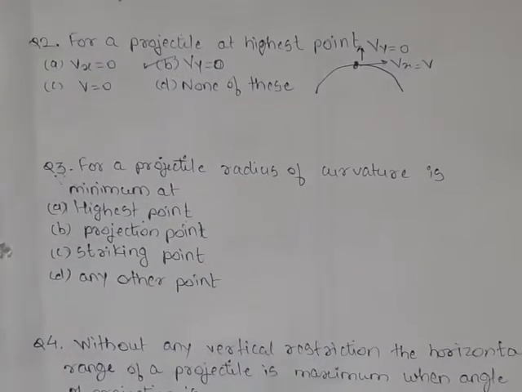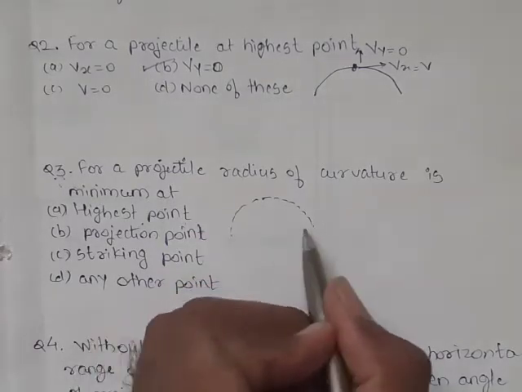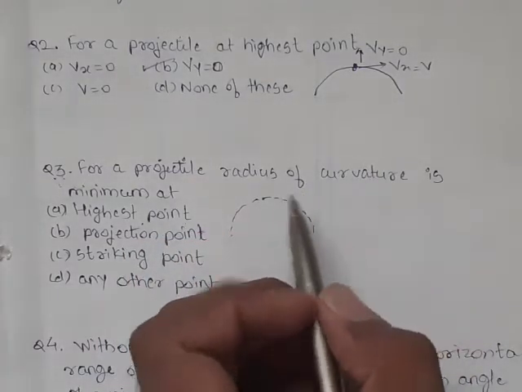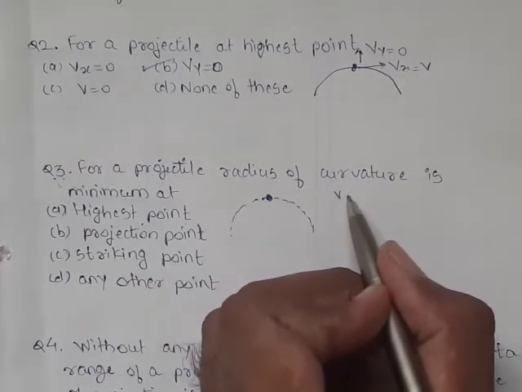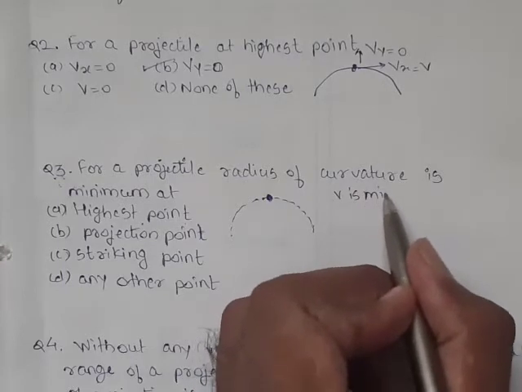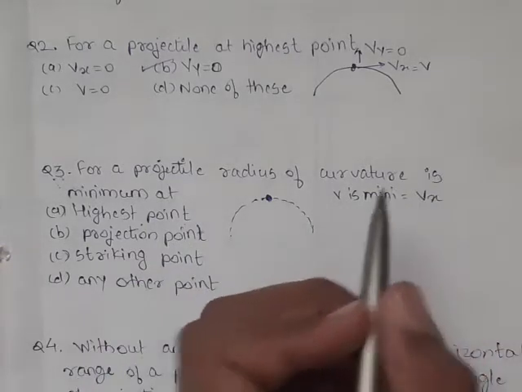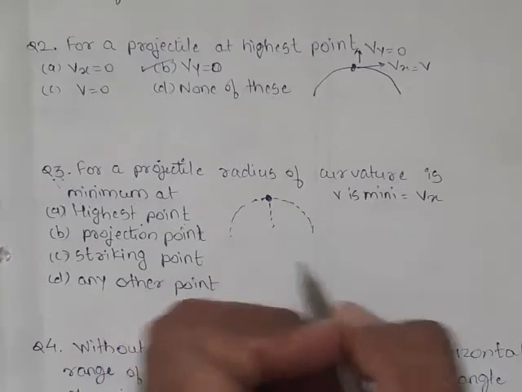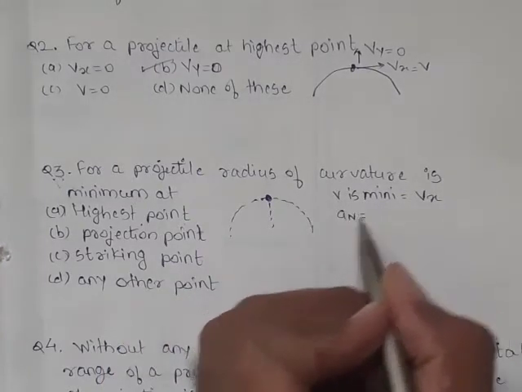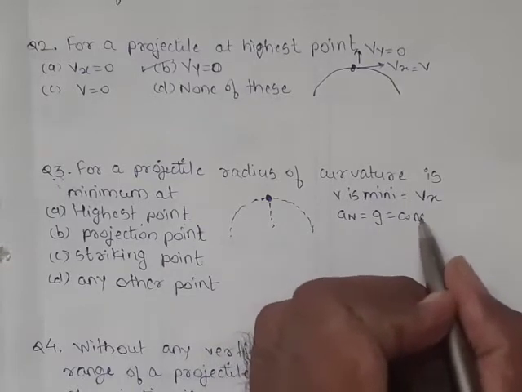Third question. For a projectile, radius of curvature is minimum at. Again we'll draw a parabolic path. In the parabolic path, at the highest point velocity is minimum, and it is entirely equal to vx because the y component of velocity is 0. Also, acceleration at the highest point acts in the downward direction, or we can say it acts along the normal direction, and is equal to g, which is constant.